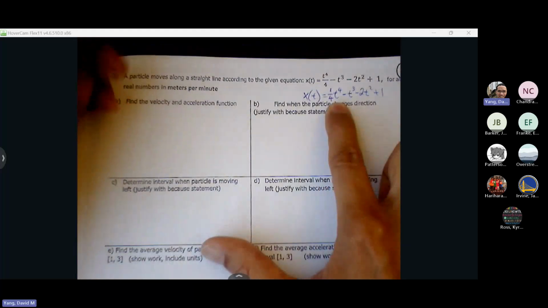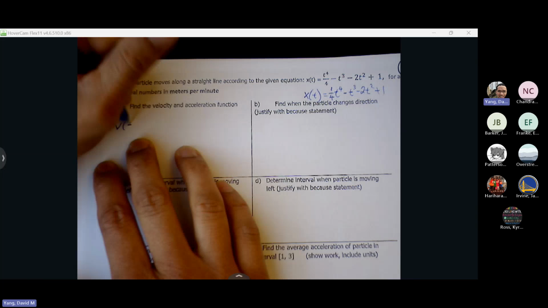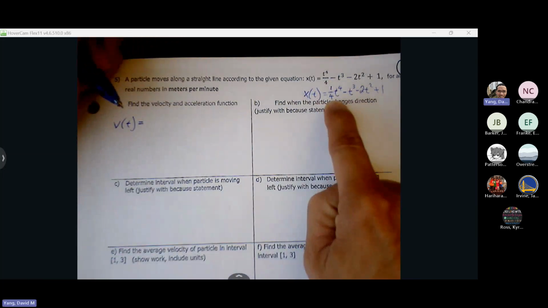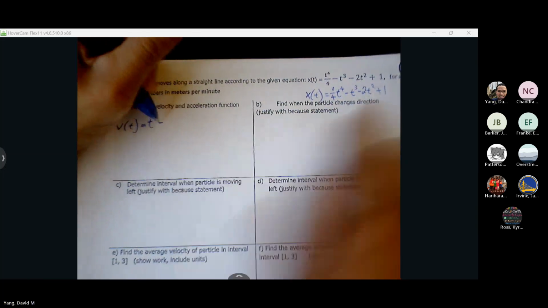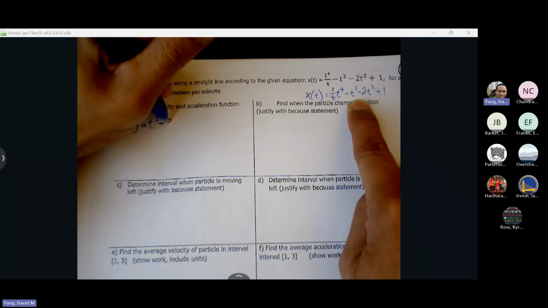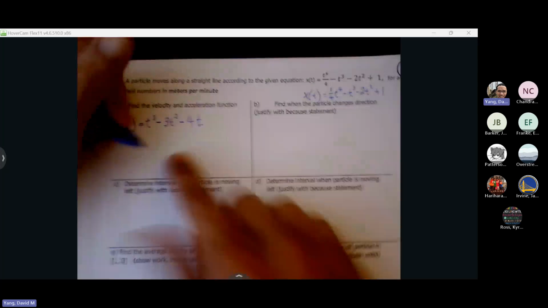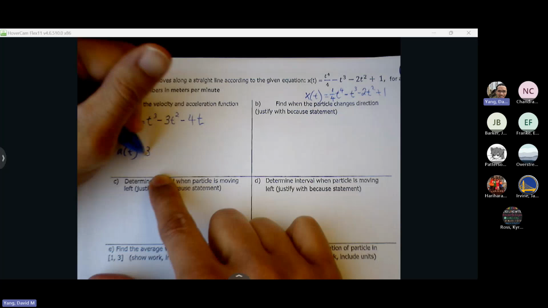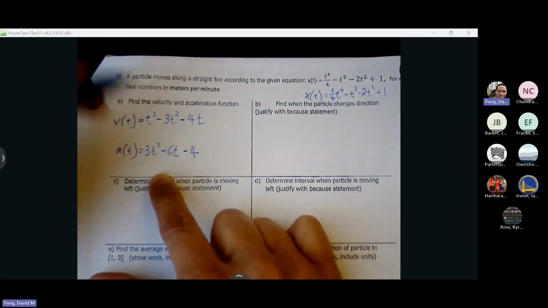All right, so power rule twice, once to get to velocity, the second time to get to acceleration. So bring down the 4, 4 times 1/4 is just 1. Minus 3t squared. Minus 4t. Okay, acceleration. Power rule again. 3t squared. Minus 6t. Minus 4.